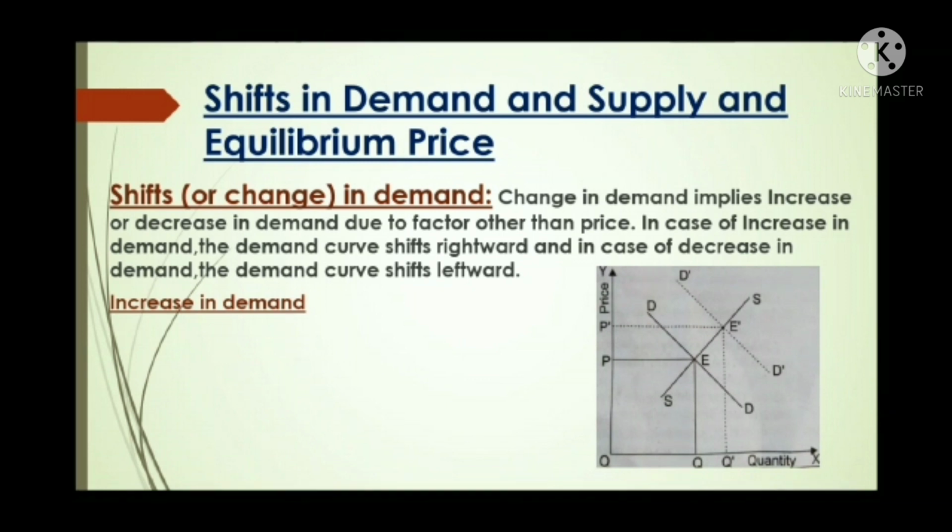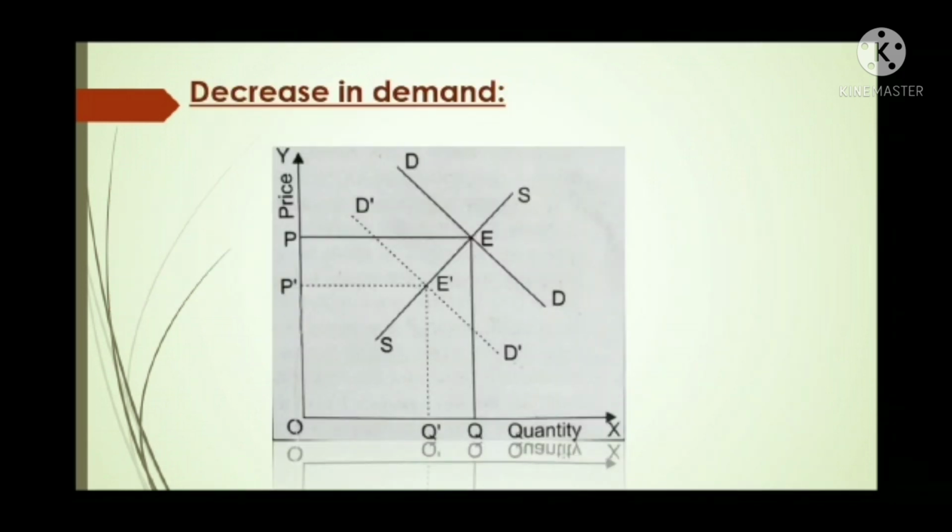So next is decrease in demand. Supply curve remaining the same, if there is a decrease in demand, the demand curve and the equilibrium will shift to the left. As a result of it, equilibrium price and quantity both will decrease. You see here in this diagram, E is the original equilibrium point where the initial demand curve DD intersects the given supply curve SS. At this point, the equilibrium price is OP and the equilibrium quantity is OQ.